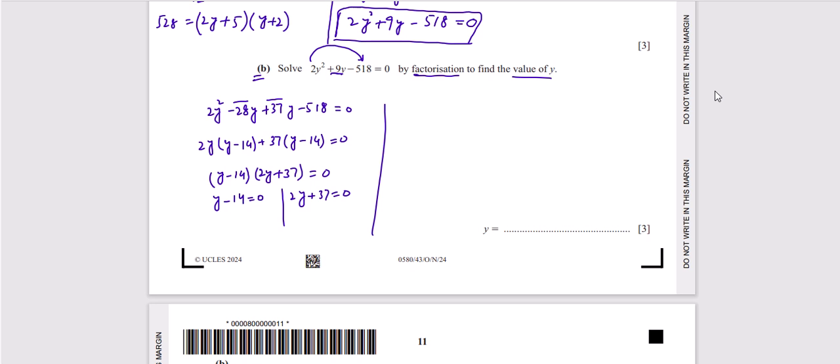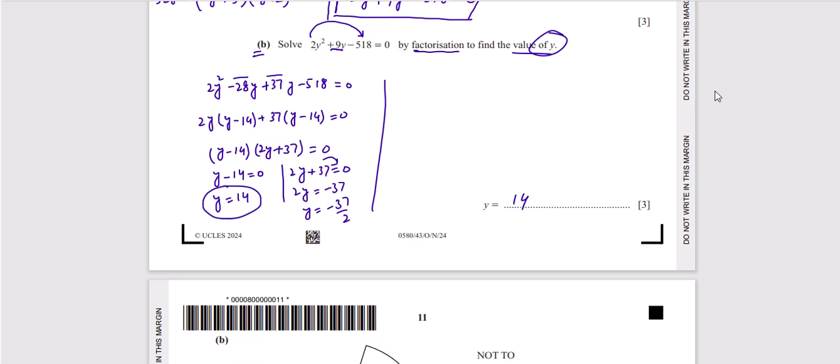So y is equal to 14. So 2y is equal to minus 37, shifting 37 to the other side it will be negative. So y is equal to minus 37 over 2. We have to find the positive value of y. So the only positive value is y is equal to 14. So the final answer is 14.